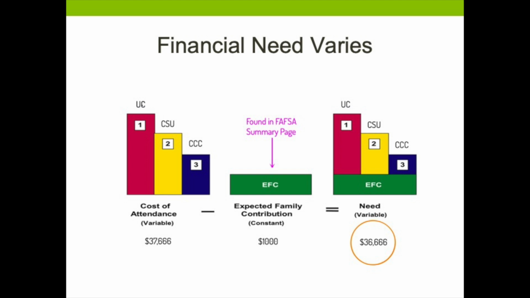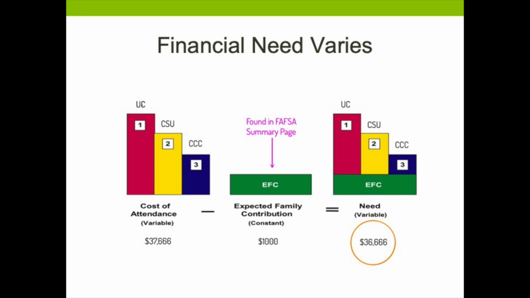So you'll see that you have $37,666 as a cost of attendance. You might recognize that number from the first video. This is actually the cost of attendance for UC Merced. And then next, I just made up the EFC. So I just pretended like on my FAFSA summary page, that EFC came out to be $1,000.